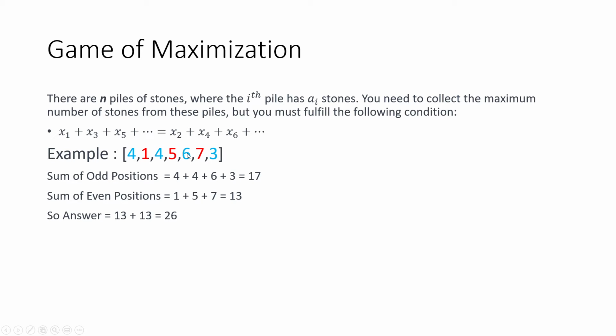So let's take this example: 4, 1, 4, 5, 6, 7, 3. If you get the sum of the odd positions, we will get 17, and if we get the sum of even positions, we will get 13. So from the odd positions, we can only take 13. So the answer is 26. Here what we can do is get the summation of even positions and odd positions, take the minimum of these two summations and multiply it by 2. If both odd and even are equal, then we can multiply any value by 2.